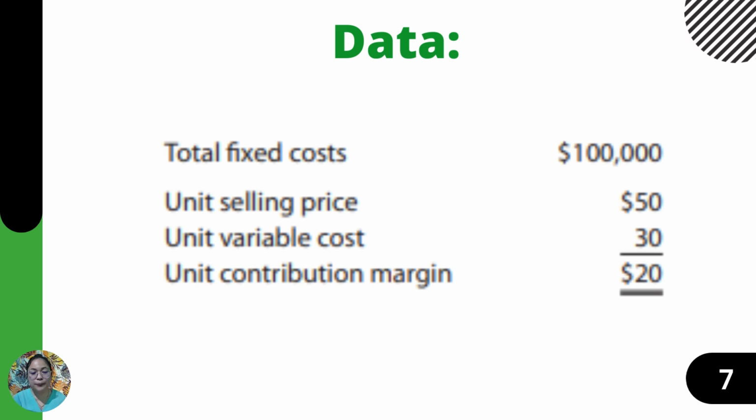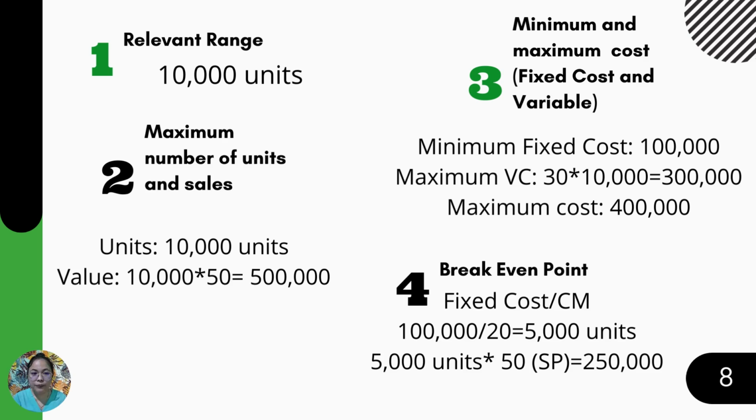So how to do it? We assess the data and compute them in the same way we do for our CVP analysis. Check the data provided on the screen and do follow along with me. Total fixed cost is $100,000. The maximum capacity is 10,000 units, with selling price at $50, variable cost at $30, with a unit contribution margin of 20. We need to answer these four queries before we continue.